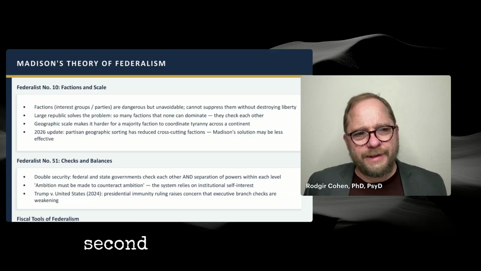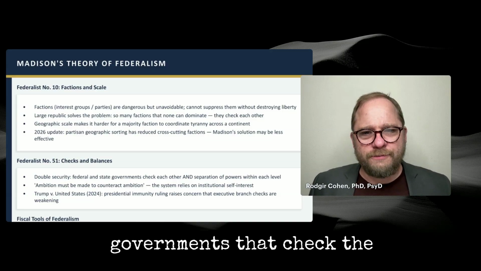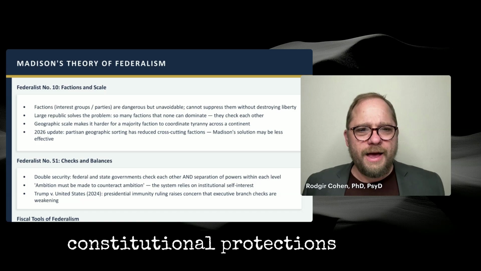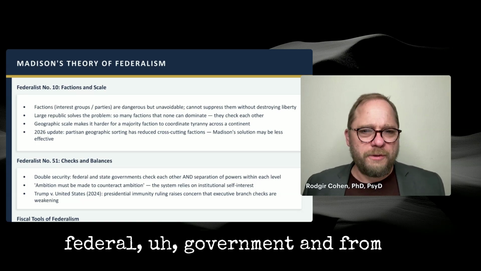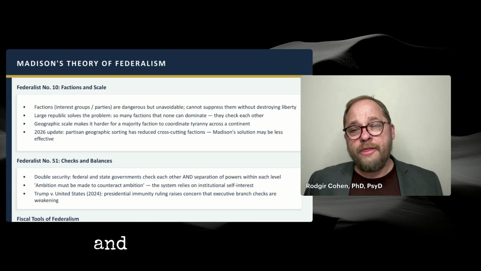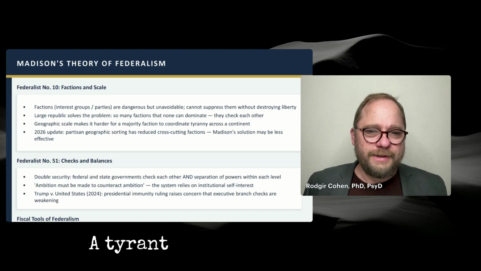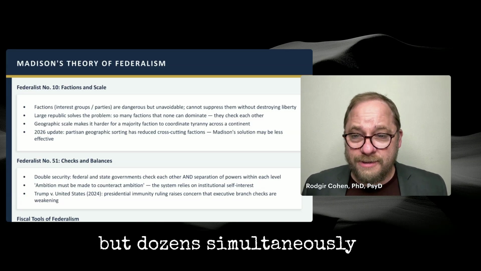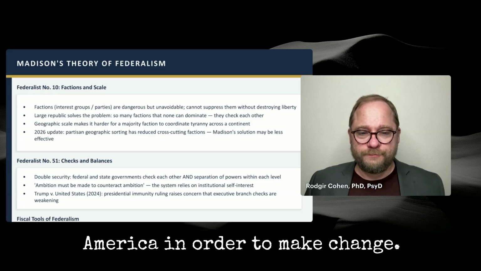Federal structure adds a second layer to this logic: state governments that check the federal government and vice versa. Citizens have two sets of constitutional protections: against the federal government, found in the Bill of Rights, and against the state governments, through state constitutions and the 14th Amendment. A tyrant would have to capture not just one government but dozens simultaneously in America in order to make change.